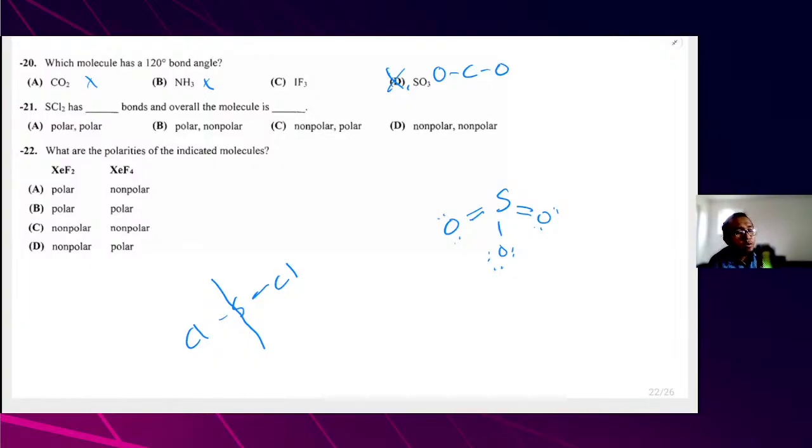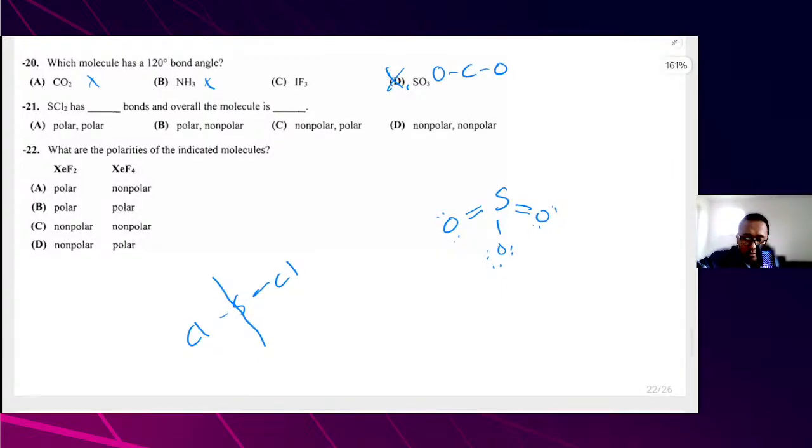Okay. Oh, sulfur and chlorine have different electronegativity. This is the bond polarity and molecular polarity. Okay, sulfur and chlorine have different electronegativity, so it will be polar. And then overall the molecule is similar to H2O, two bonds and two lone pairs, which is polar because the dipole doesn't cancel out, so it will be A. Okay, good. Okay, I understand now.